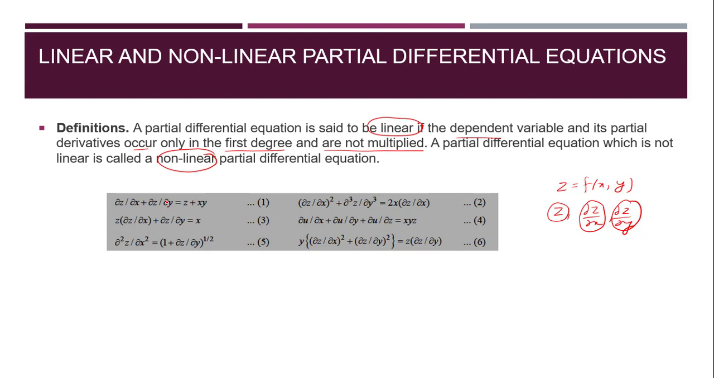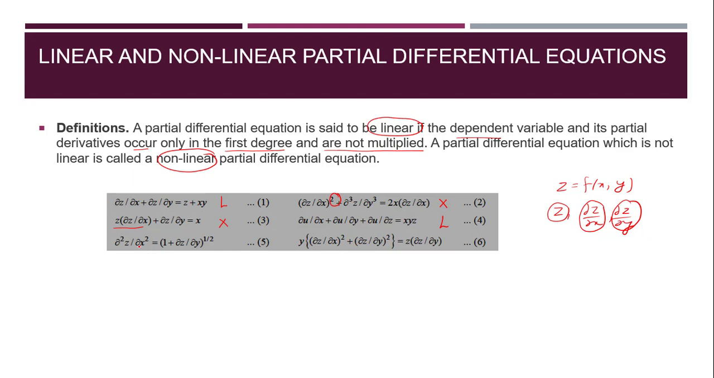Here we are having separate del z by del x and del z by del y, so it is linear. The second one, here we are getting del z by del x, but it is with the power of 2. Here we are saying they should be of first degree, so it is not linear. Third one, here I am getting a product z and del z by del x, so it is again not a linear one. Next one, it is linear because we are not getting a product of z or any of its derivatives, so it is linear.